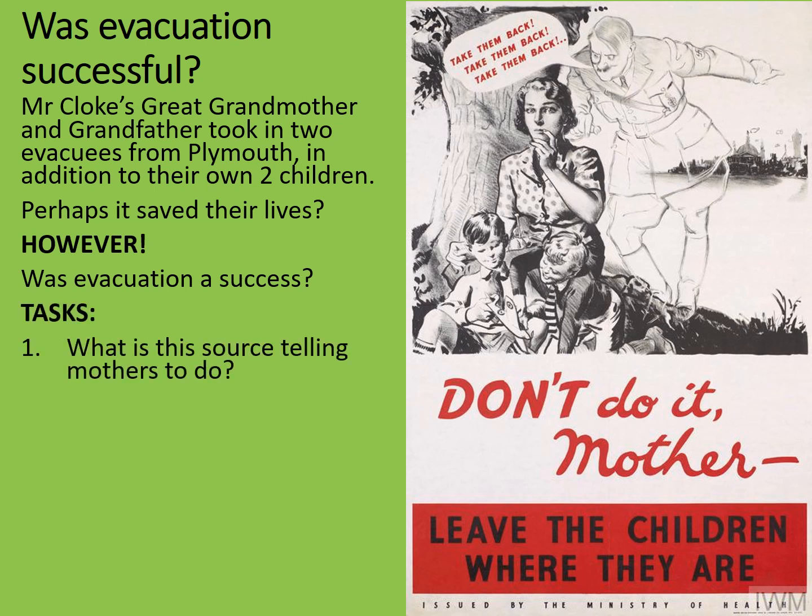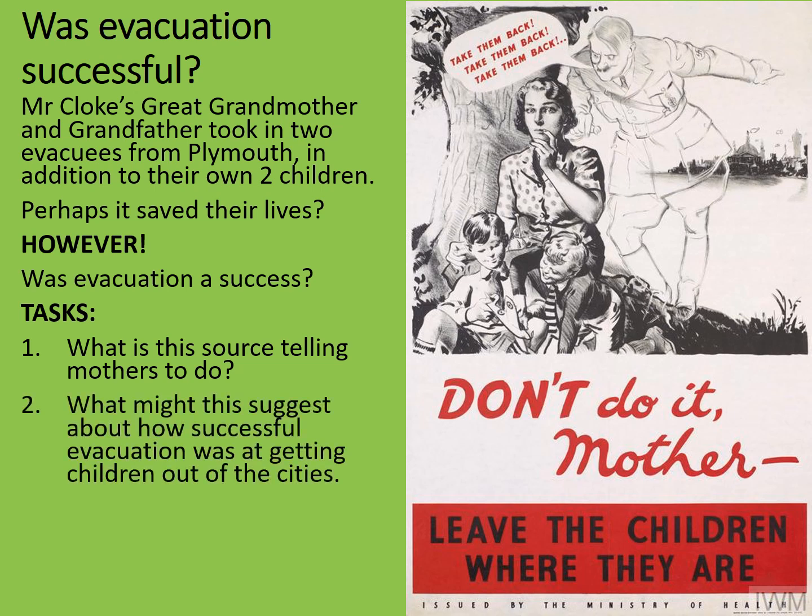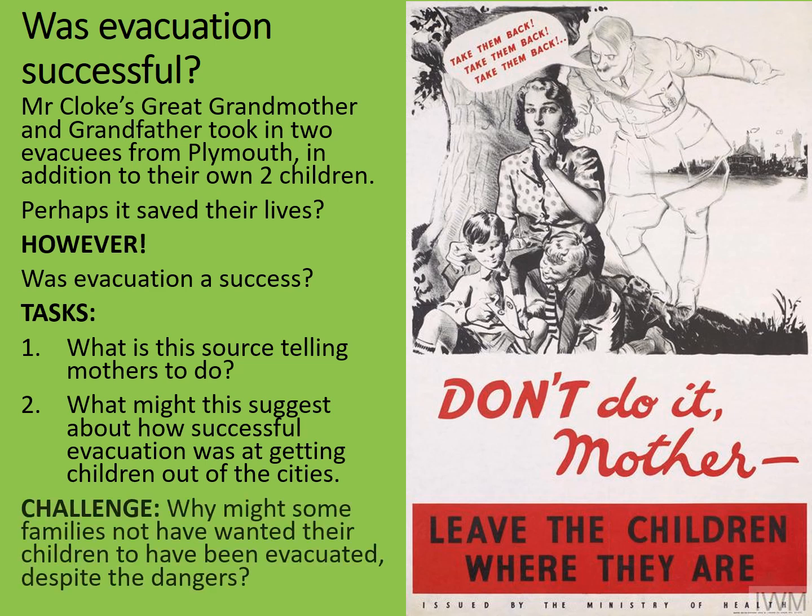What is this source, the poster on the right, telling mothers to do? Secondly, what might this suggest about how successful evacuation was at getting children out of the cities, and we mean permanently? And as a challenge, why might some families not have wanted their children to have been evacuated, despite the fairly obvious dangers? Give that some thought and answer those questions, and pause the video while you do so.